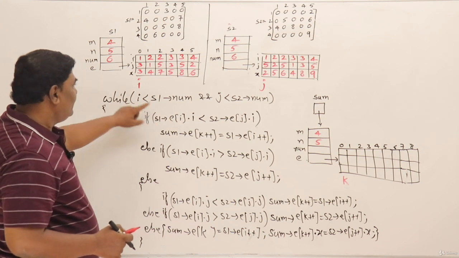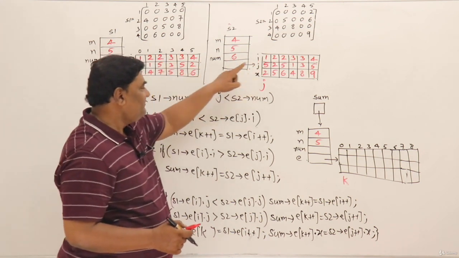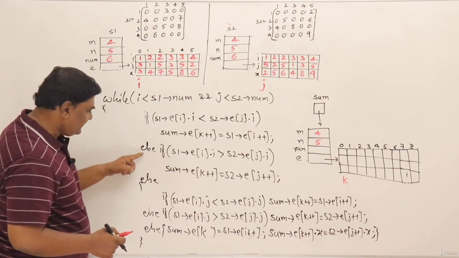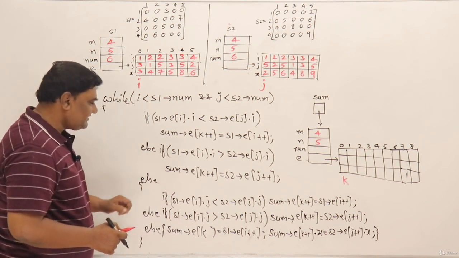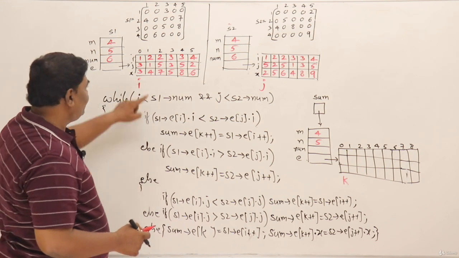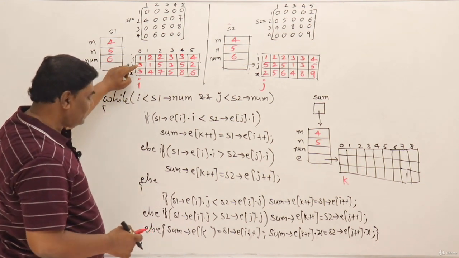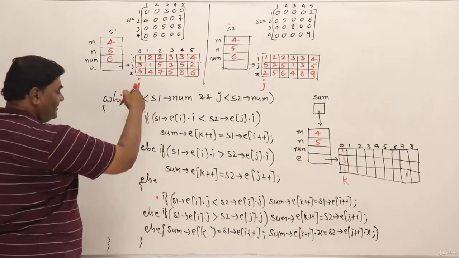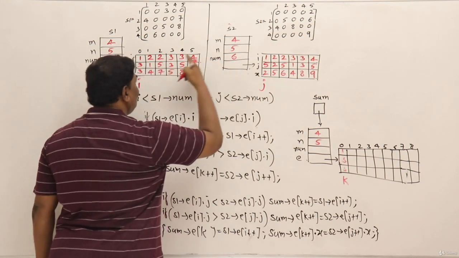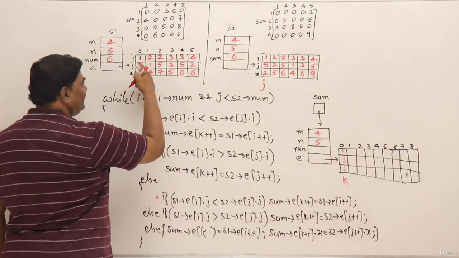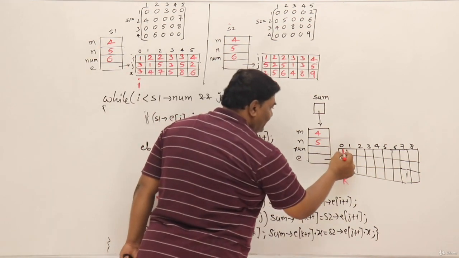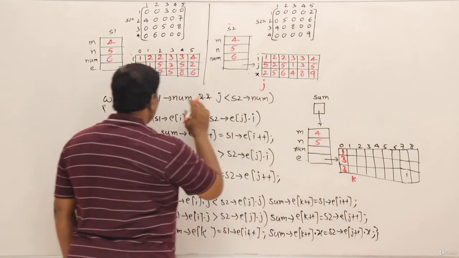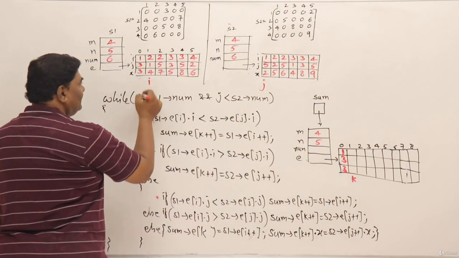See, first row numbers are compared. Row numbers are same, so this is not smaller, this is not greater, so it will come to this else part. Then column numbers are checked. First one's column number is smaller, so this will be true. That is, row numbers of these two are same, but the column number is smaller. So 1, 3, 3 will be copied here. K is moved ahead, I is moved ahead.